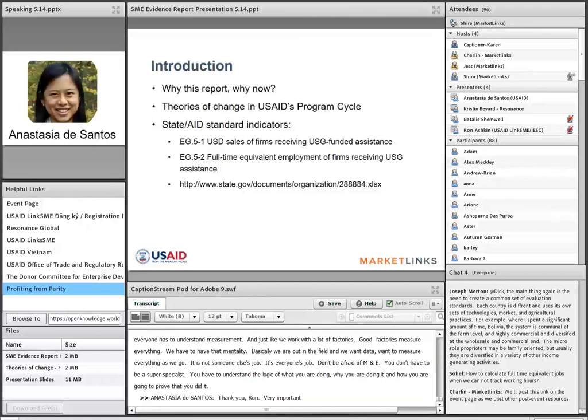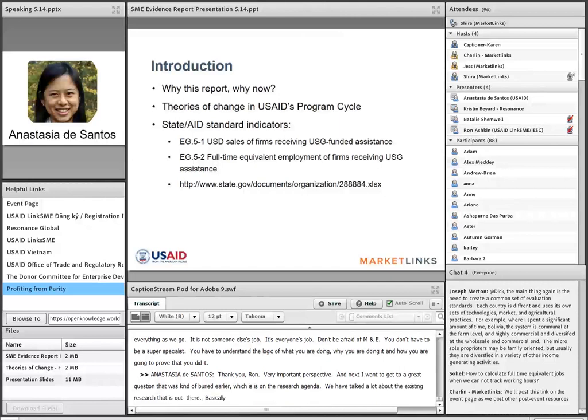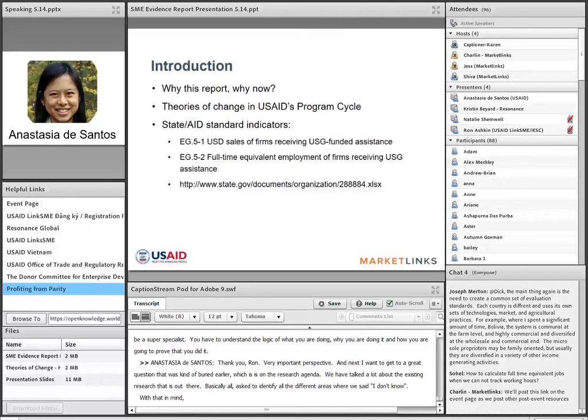And next, I want to get to a great question that was kind of buried earlier, which is from Krishna Planik on the research agenda. We've talked a lot about the existing research that's out there, and basically all of you have asked and identified all the different areas where we said, I don't know. So with that in mind, Natalie, could you recommend some areas for future research that we should focus on?